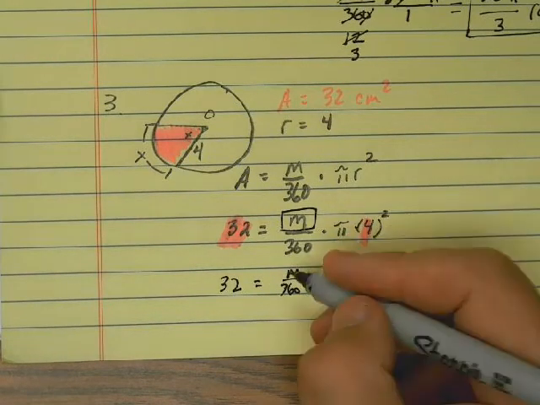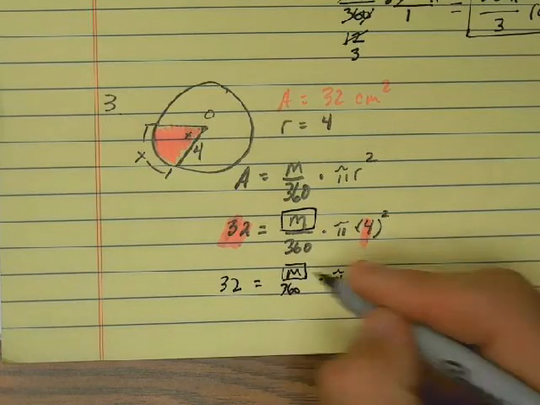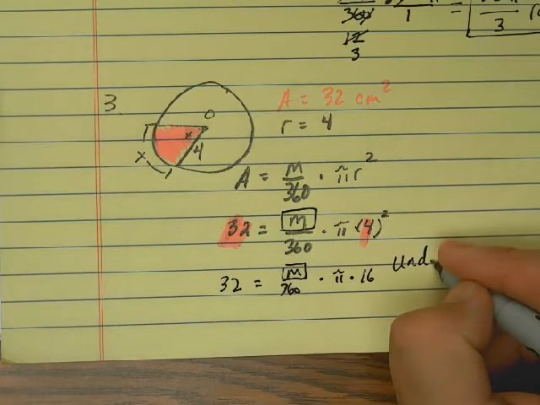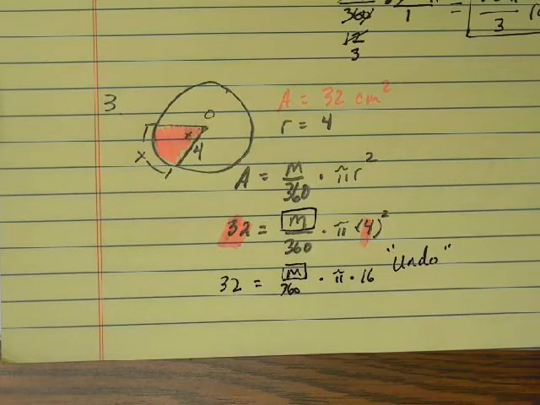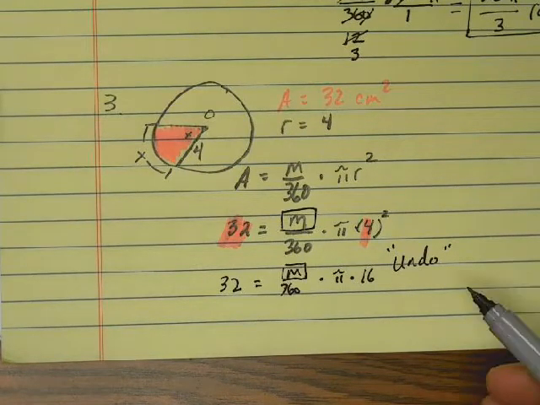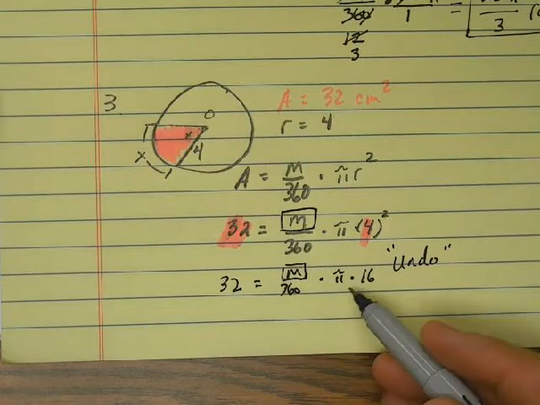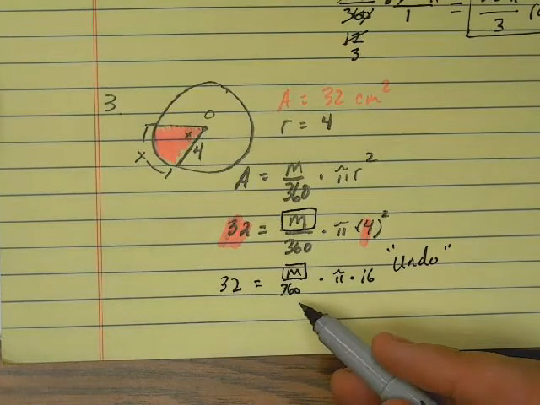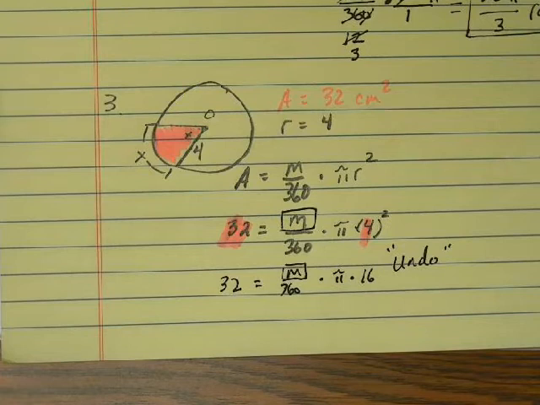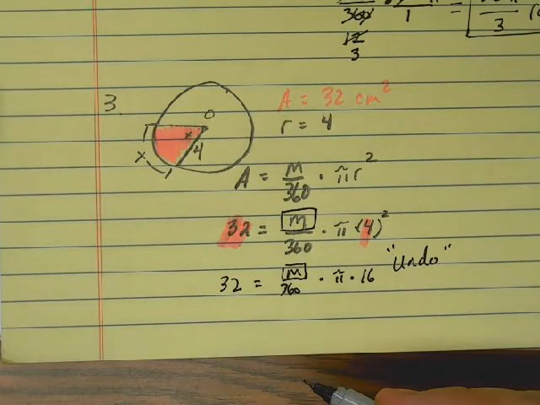Now, my unknown is still right here. So I have to undo whatever they're doing to my variable. Since I'm multiplying and dividing, it doesn't matter the order. You know, PEMDAS, remember that? It doesn't matter the order, because it's all multiplication and division. What that means is I could divide by 16, divide by pi, and multiply by 360. Does not matter my order. I could multiply by 360 first and then divide.